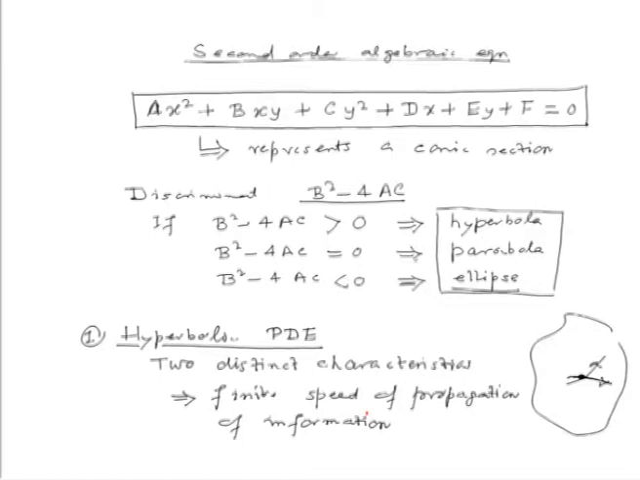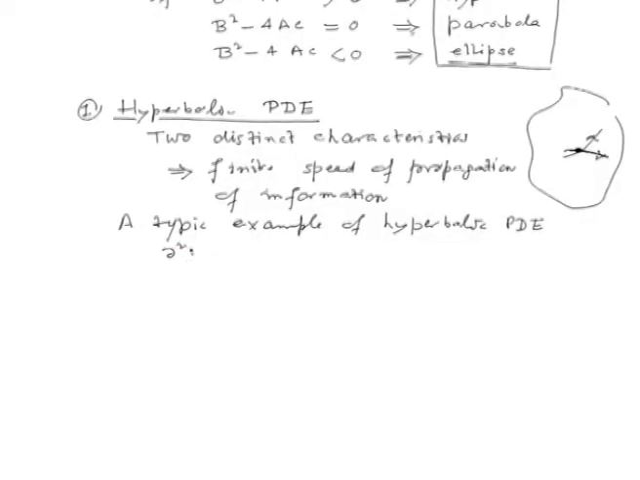So, a typical example of this equation would be a wave equation. A typical example of hyperbolic PDE is del 2 u over del t square is equal to c square del 2 u over del x squared. Let us see what this geometrically means.